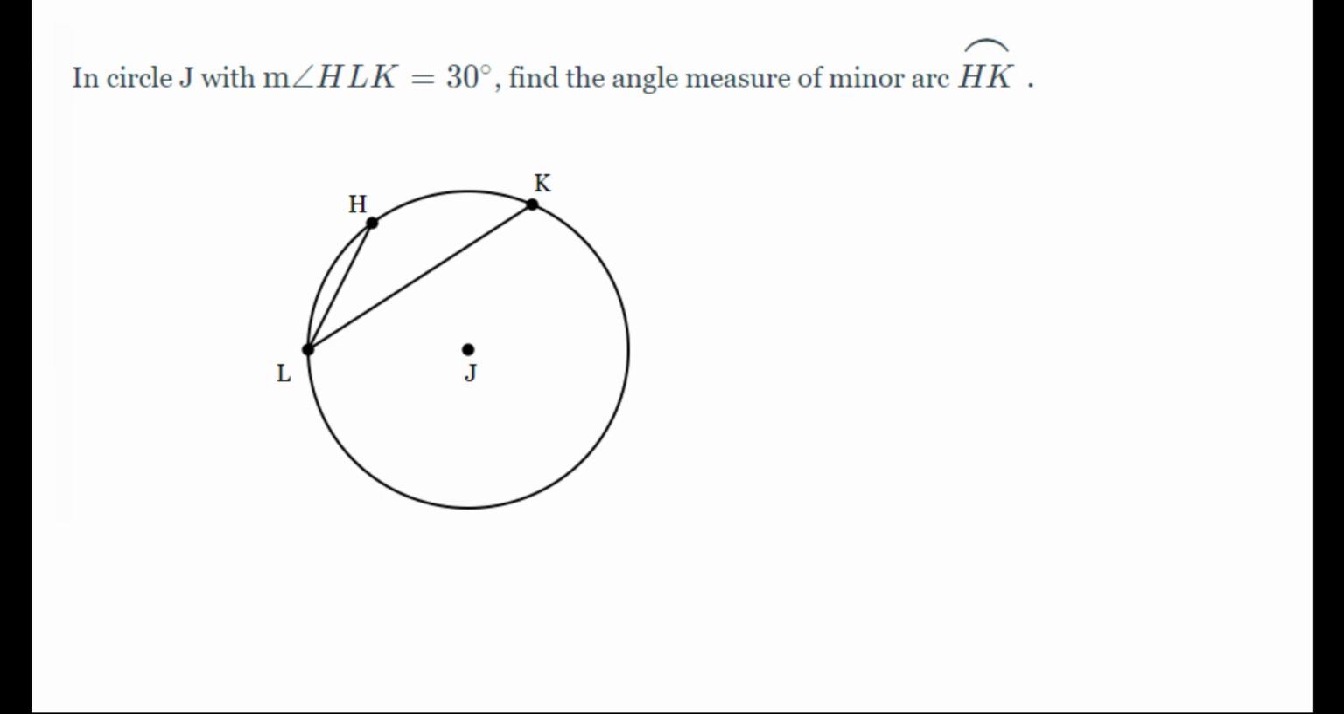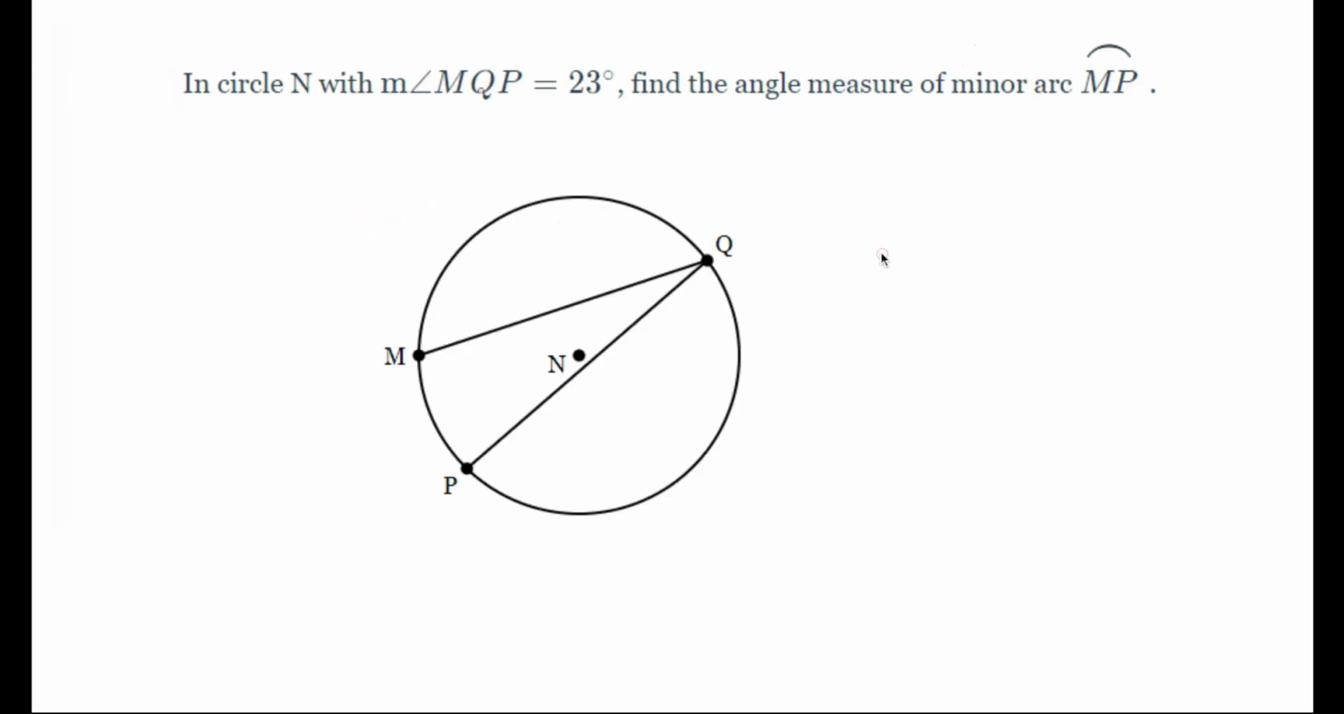This is another question from Delta Math, similar to what you'll have for homework. In this case, I'm given a circle J, that's the center, and an angle HLK. They tell me that the angle is 30 degrees. That means the angle with vertex at L, this angle right where my mouse is, is 30 degrees. So what's the measure of the arc? Well, the angle is half the arc, so the arc would have to be double the angle. So the arc would have to be 60.